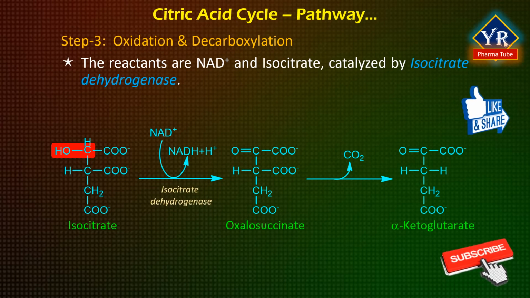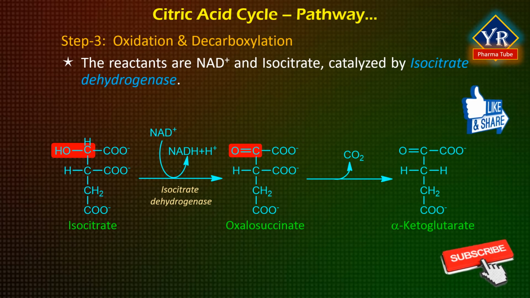The hydroxyl group of isocitrate is oxidized to a ketone group to form oxalosuccinate by the action of NAD+, releasing 2 hydrogen atoms. 1 hydrogen and 2 electrons are transferred to NAD+ to form NADH. The remaining hydrogen ion is released.